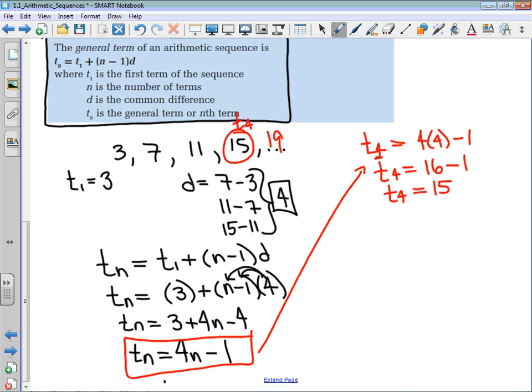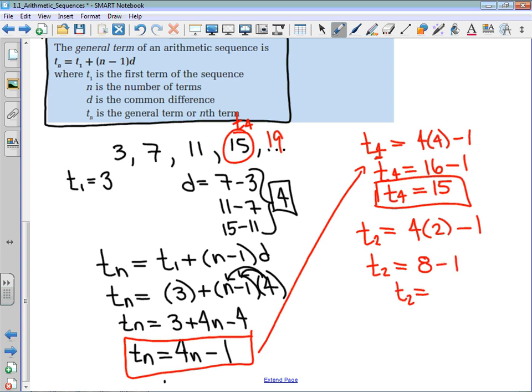If you cannot find each and every term given to you using your general term formula, then you've made a mistake somewhere. I'm just going to do one more, and then I'll leave it at that for the instructional video. So if I wanted to find term 2, I would do 4 times 2 minus 1. Term 2, therefore, would be 8 minus 1, and we see that we get 7, just like the sequence that I wrote.